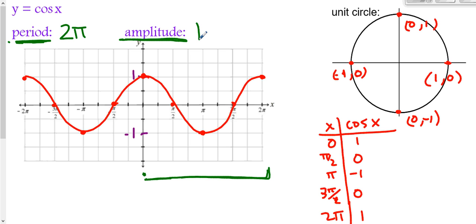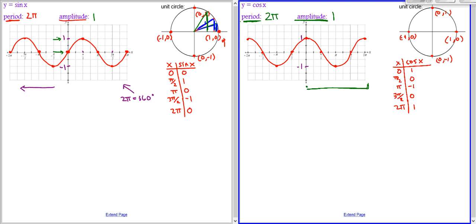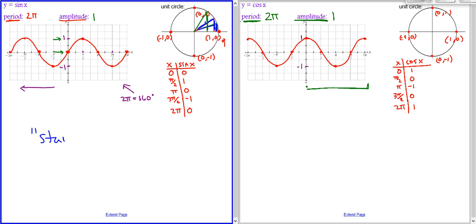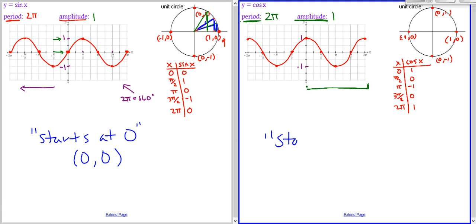Now, here's how I think about the differences between the sine graph and the cosine graph. So the sine graph, I say it starts at 0 because it goes through the point 0, 0. I'm thinking of the start being at the y-axis. And for the cosine graph, I say it starts at 1, and that means it's at the point 0, 1. Or you could say it starts at the top.